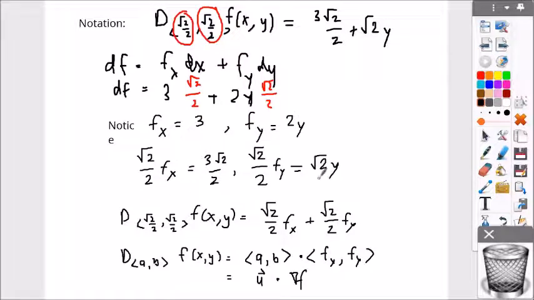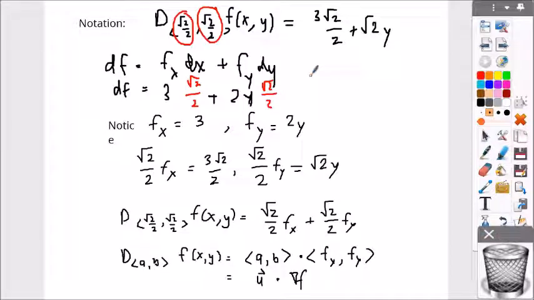And I just basically said this again: the directional derivative in that direction is root 2 over 2 times f sub x plus root 2 over 2 times f sub y, which, if you notice, is the unit vector dot product with the partial derivative in the x direction and the partial derivative in the y direction. So that is how you figure it out.